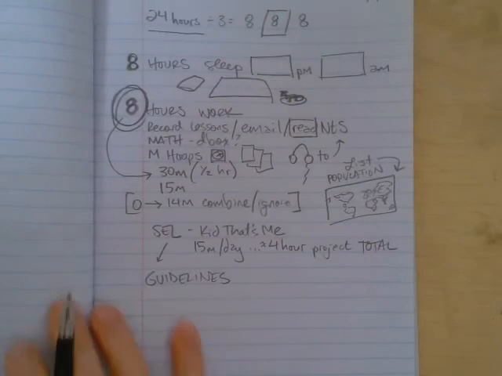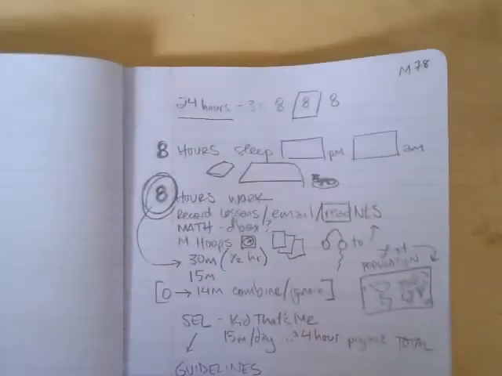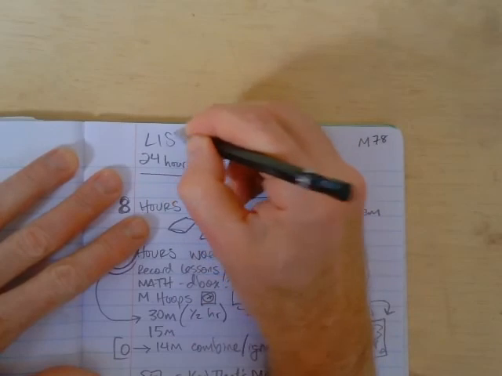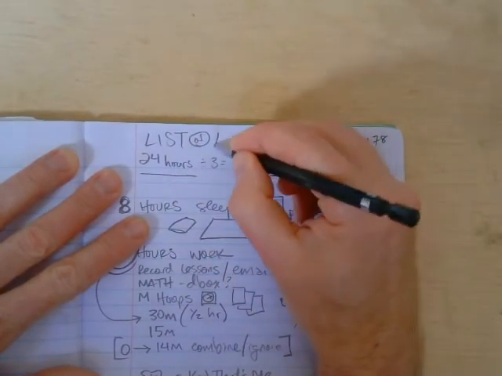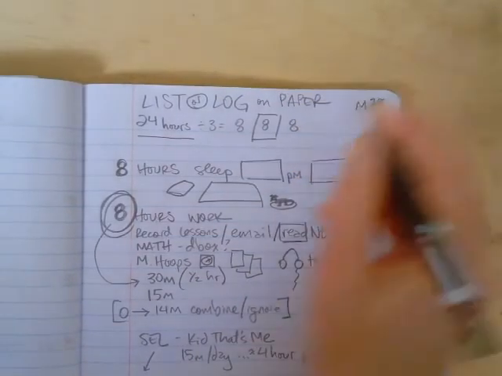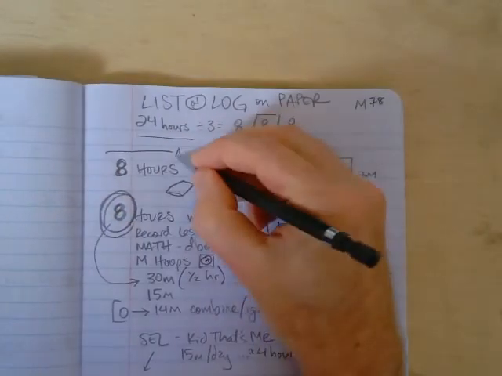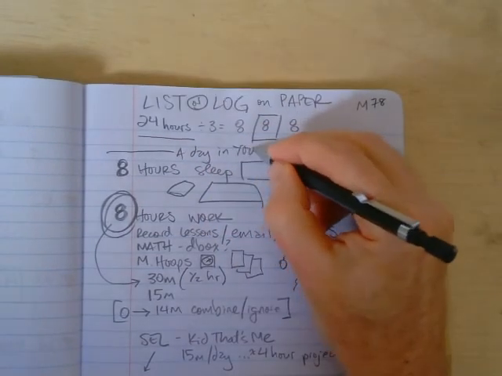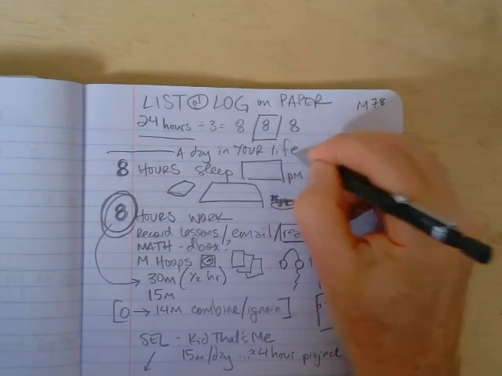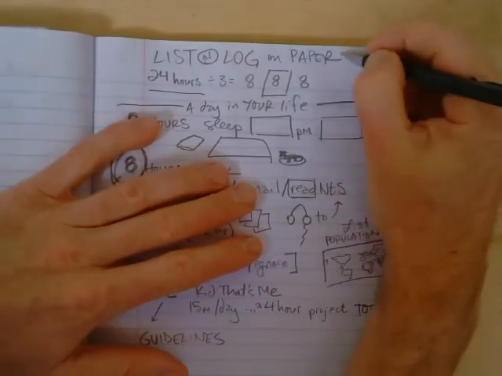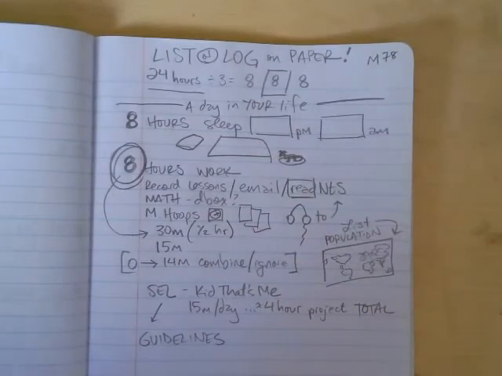So anything that you're doing for 8 hours, just start writing it down. I should back up and say that: list or log on paper, list or log a day in your life. Okay. On paper.